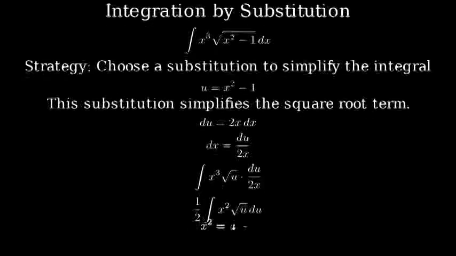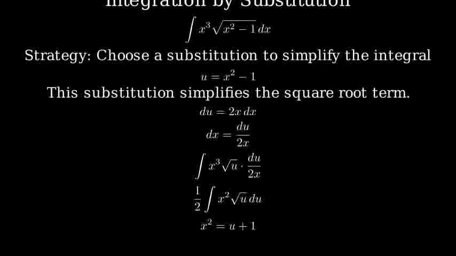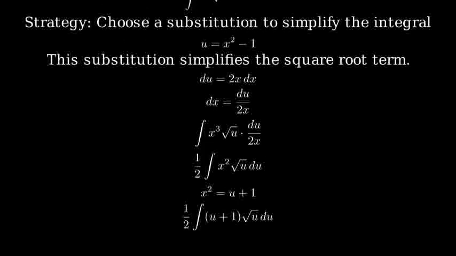From u equals x squared minus 1, solve for x squared to get x squared equals u plus 1. Substitute x squared equals u plus 1 back into the integral. This gives us 1/2 times the integral of (u plus 1) times square root of u du.